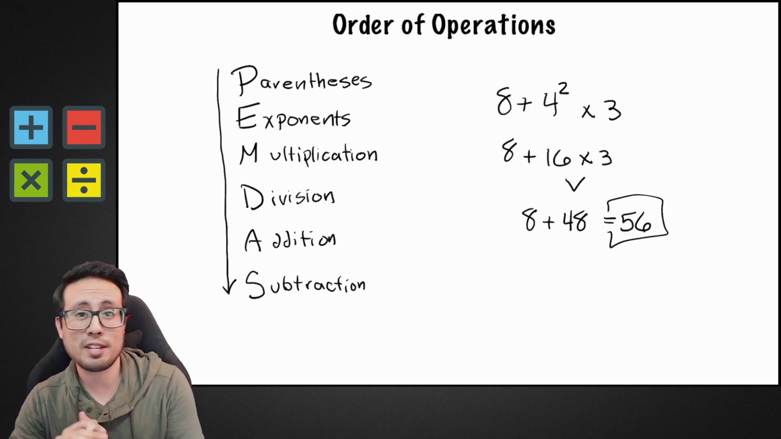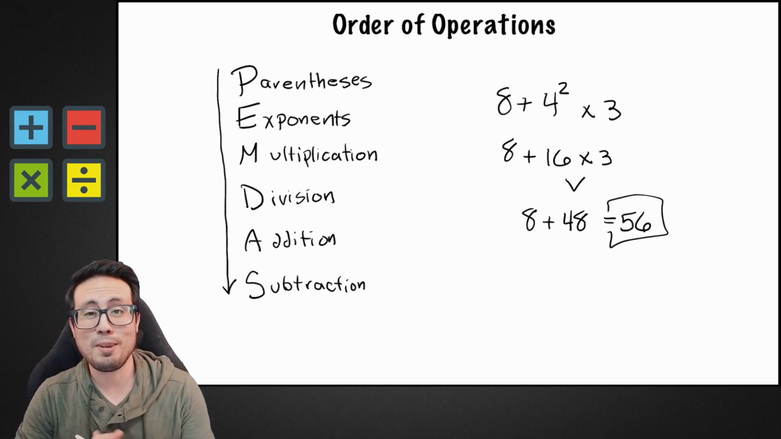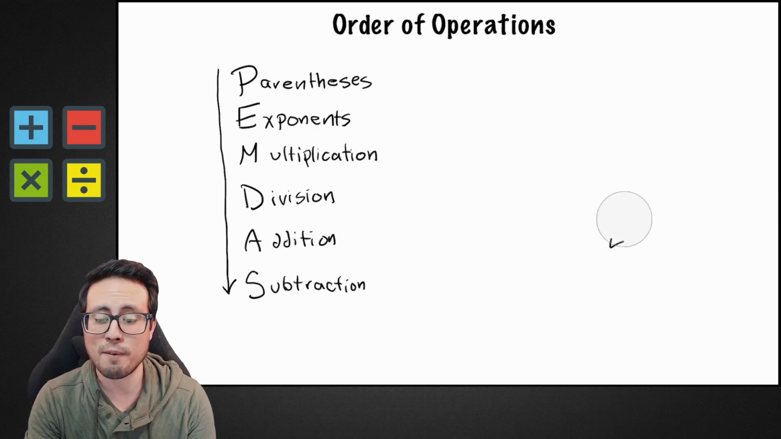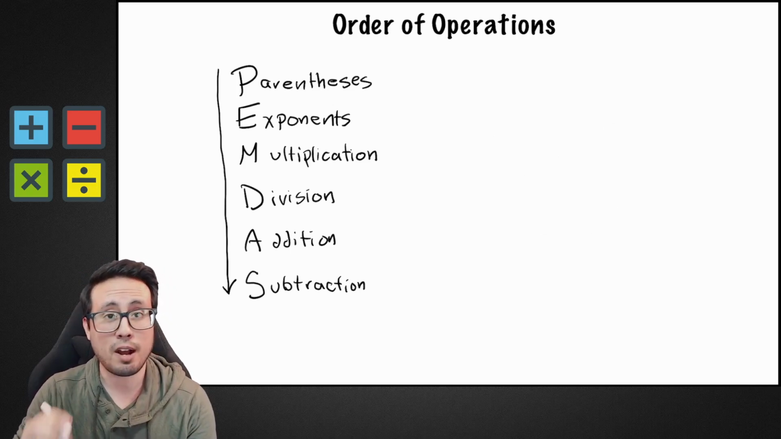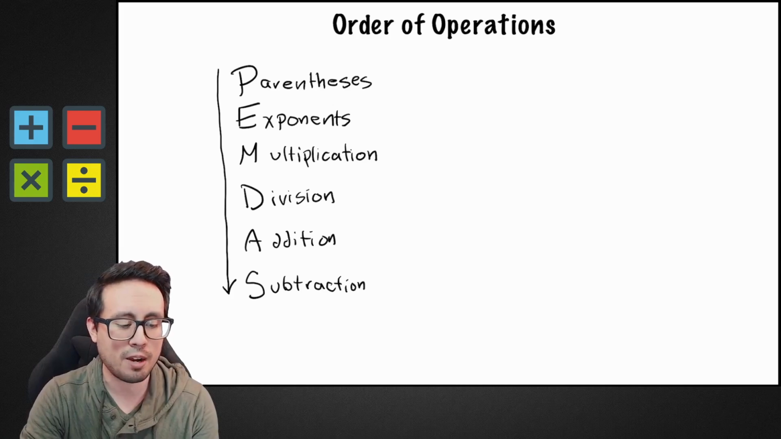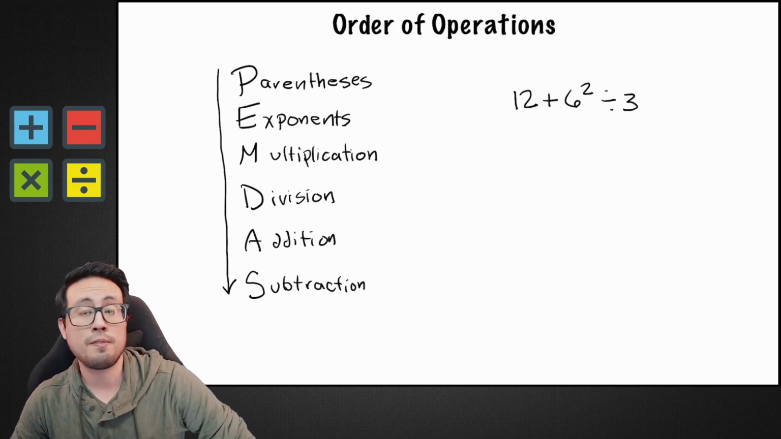Now, if you're thinking at this point, "Guys, this is super easy," good. That means that you're getting it. That's exciting. So let's go ahead and look at another one. But for this one, what I want you to do is, after I've written it down, pause the video, try it on your own, and then once you have an answer, unpause the video and just check to see if you got it right. So the question is 12 plus 6 squared divided by 3. So go ahead and pause the video.